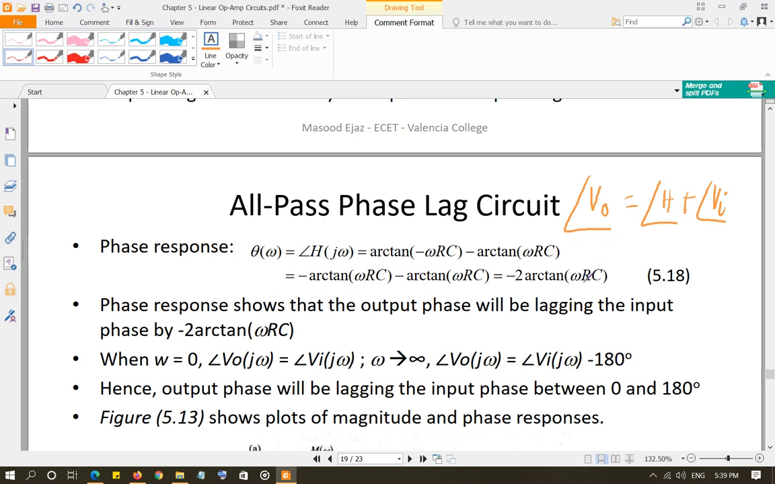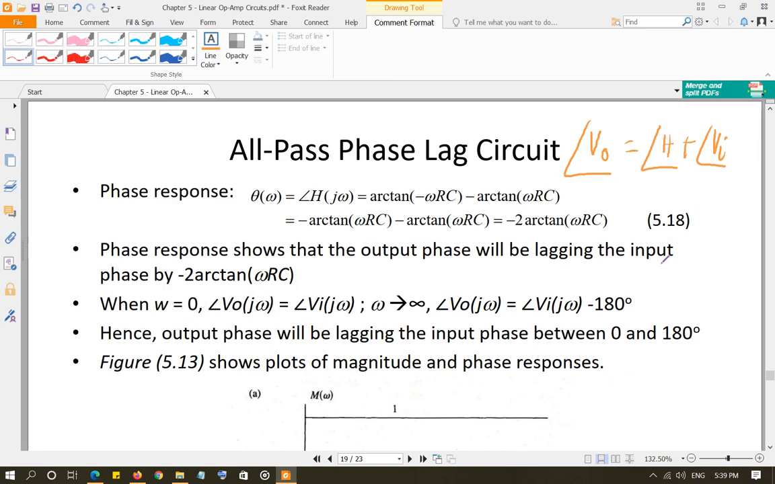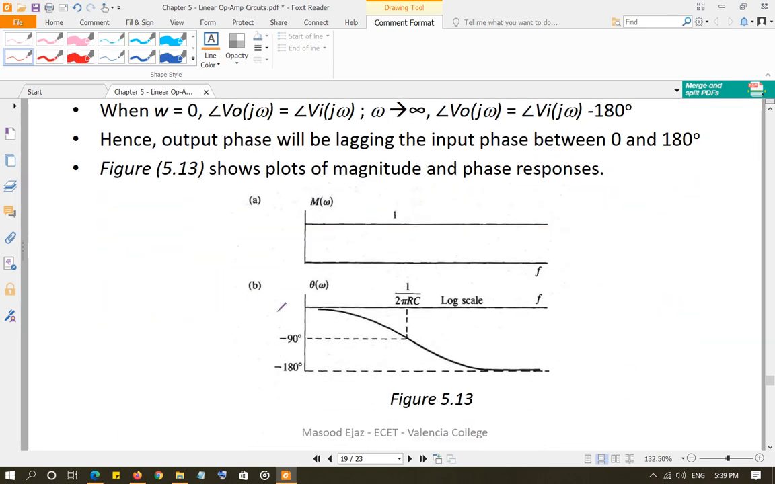So when omega becomes very large, the output phase is going to be lagging the input phase by negative 180 degrees. So the range of the output phase is going to be between 0 and negative 180 degrees, hence it will always be lagging the input phase, and that's what it shows over here. The output phase will always be between 0 and negative 180 degrees.